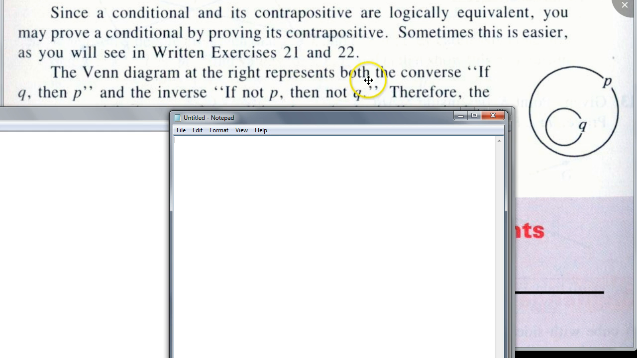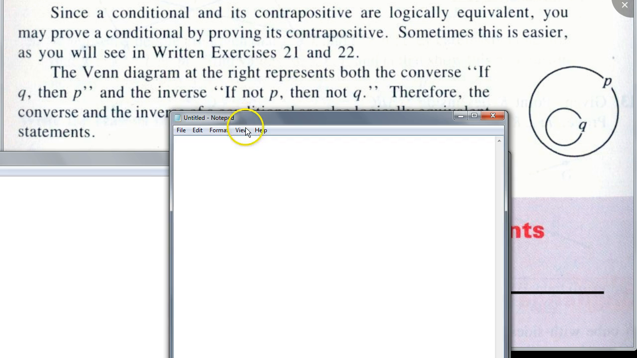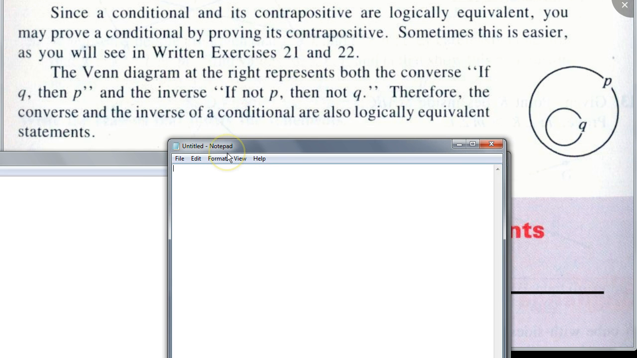If Q then P is the converse, and if not P then not Q is the inverse of the statement, what can you conclude? The converse and inverse statements are logically equivalent. Exactly right. Very good. Therefore, the converse and the inverse of the conditional statement are also logically equivalent. Do you agree? It represents the same picture, doesn't it? That's not always, right? No, this is always.